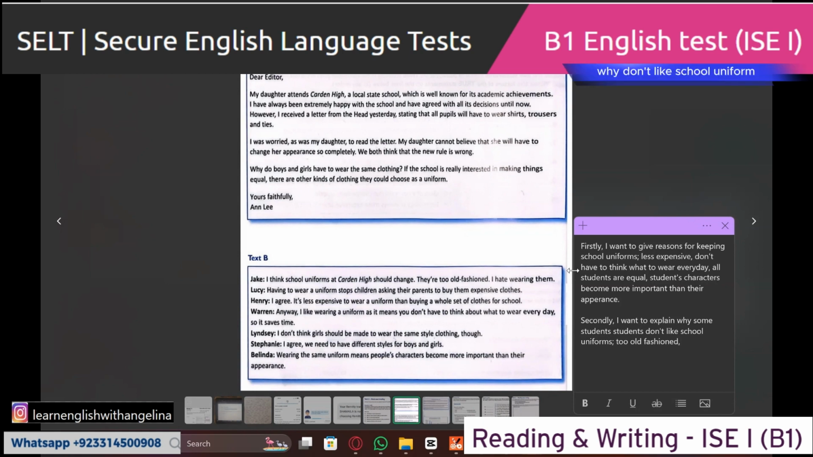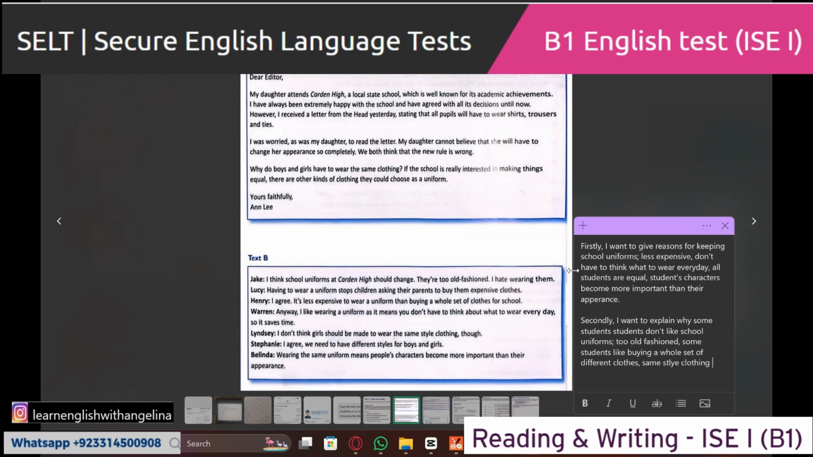Why don't they like school uniform? You can say that some students like a whole set of different clothes. Some students like buying new trendy clothes. They like a whole set of different clothes. And I think they don't like it because it's the same style clothing. Because of everyone wearing the same style. Yes, same style clothing.